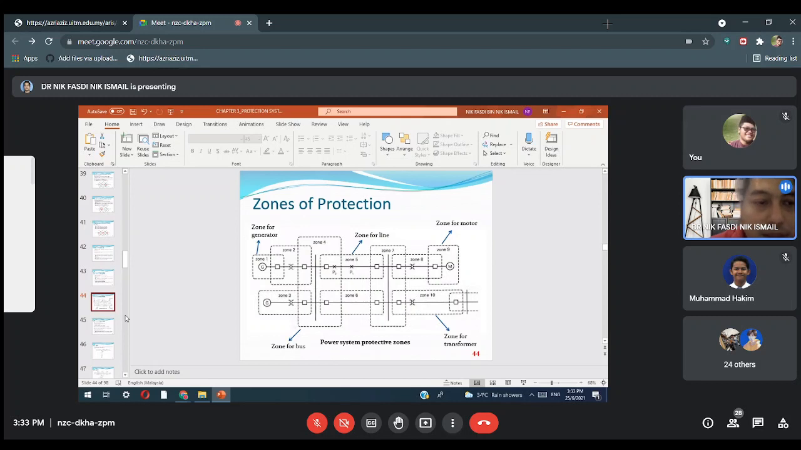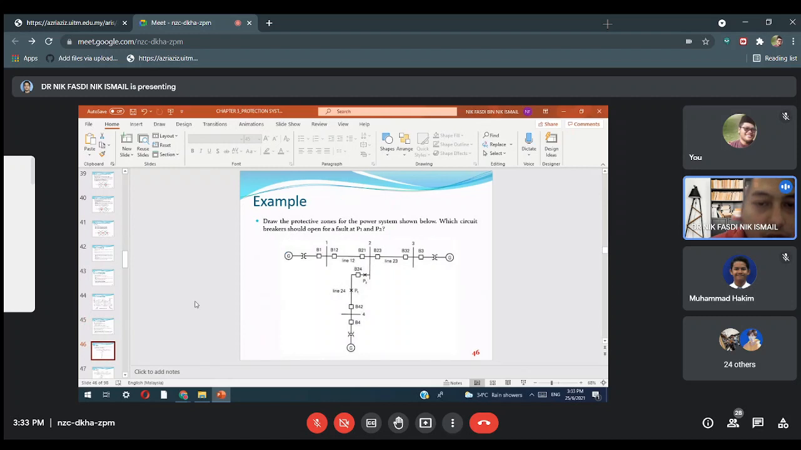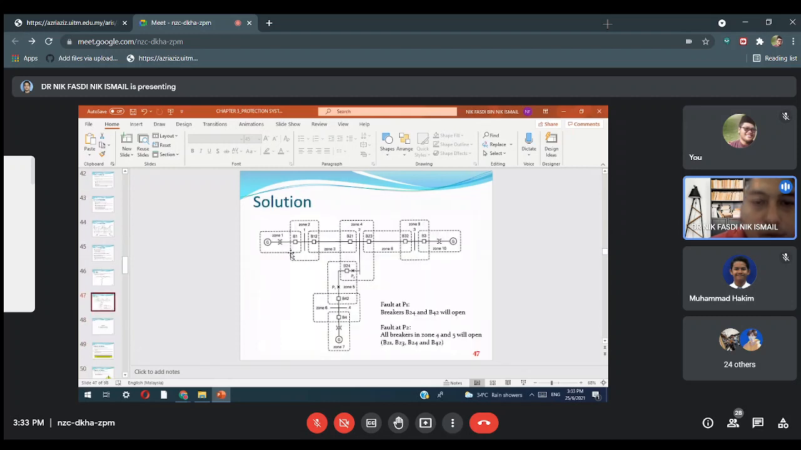So for the zone protection, what you learned before is about the overlapping zone. Whenever a fault happens, for example here, a fault at P1, then in the overlapping zone the breakers will open and clear the fault. You can read it. For example, for a fault at P1, breakers B24 and B42 both open in order to isolate the fault.